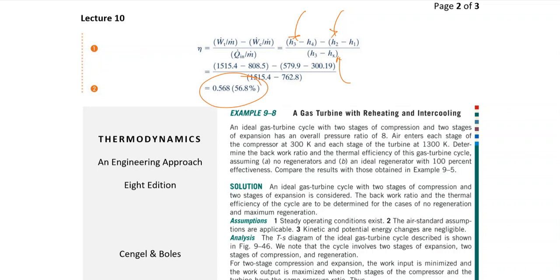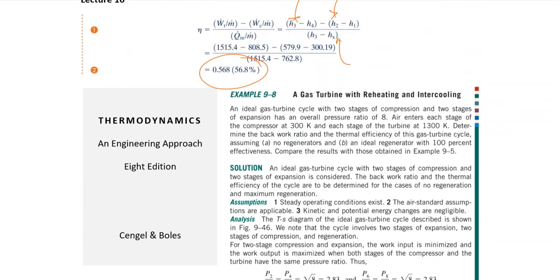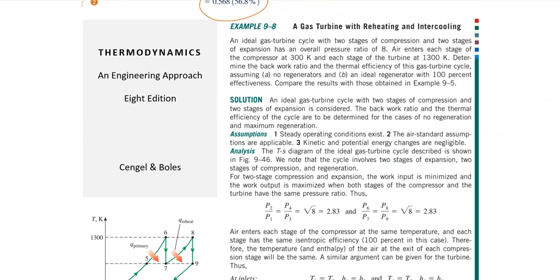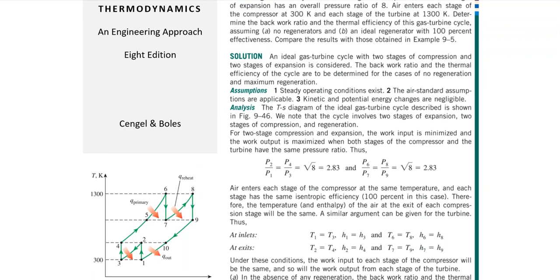So that's obvious: by installing a regenerator, the thermal efficiency of the Brayton cycle increases. Now moving towards another example, example 9.8, but I'm using another book, Thermodynamics: An Engineering Approach by Yunus Cengel and Boles. This is an example of intercooling and reheating, intercooling in the compressor and reheating in the turbine.